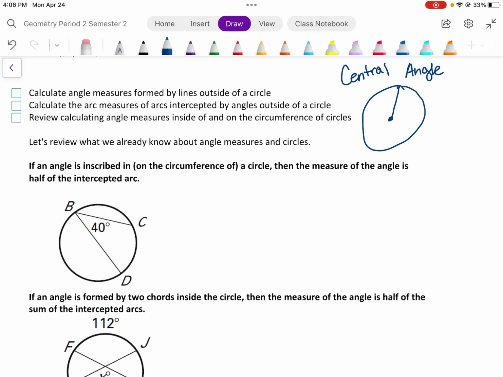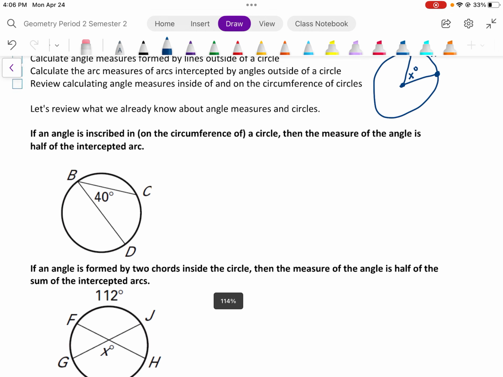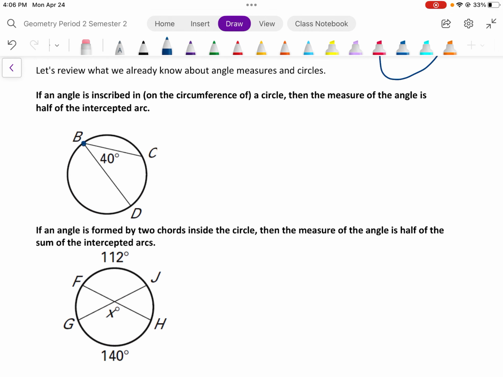That has to have its vertex on the center of the circle, and the measure of the angle in degrees is going to be the same degree measure for the arc. So those are exactly the same. Then if you have an inscribed angle, the angle measure is going to be equal to half of the arc measure.